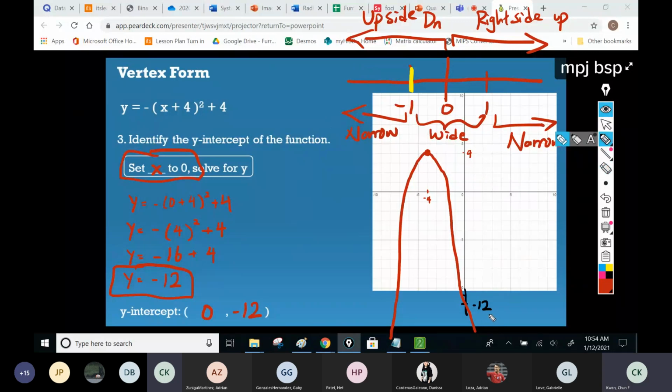So for the y-intercept, you will always have x equal to 0. The x is always going to be 0 because anything that is on the y-axis has x equal to 0. So all you have to do is plug in 0 right here, and then solve for y.